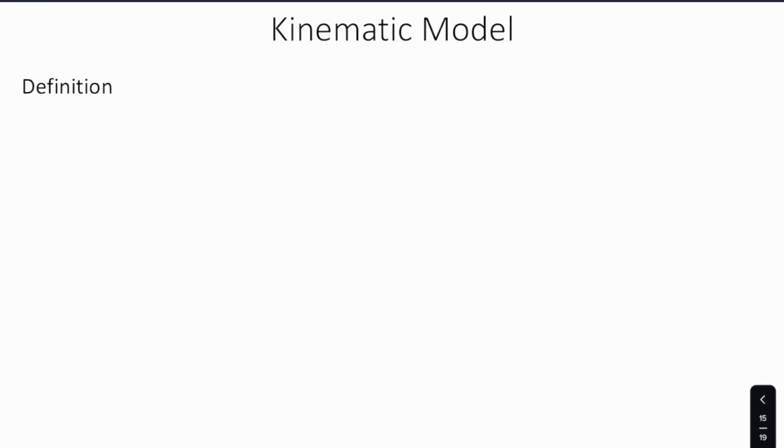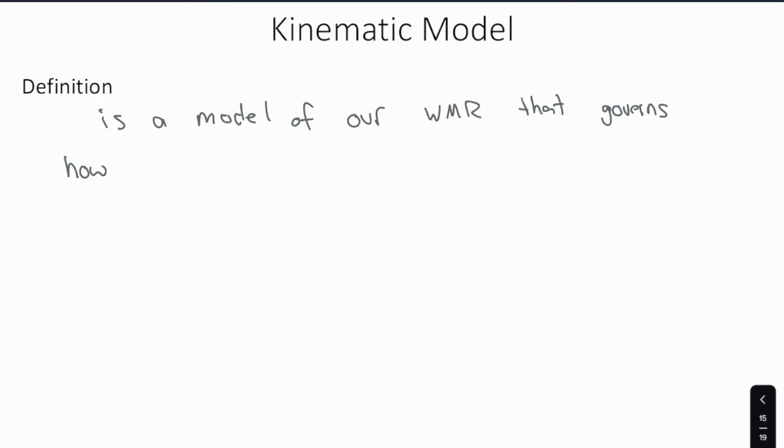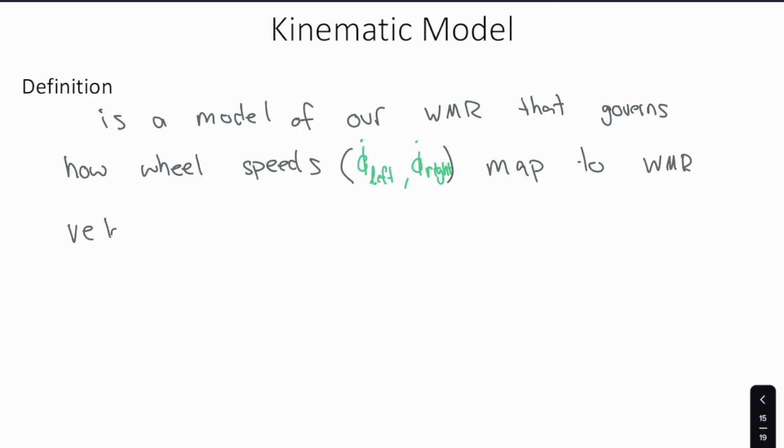Now we'll package those together into a kinematic model. Our kinematic model is a model of our WMR that governs how wheel speeds, so that would be our values for phi dot, map to WMR velocities. So that could be in our local frame.